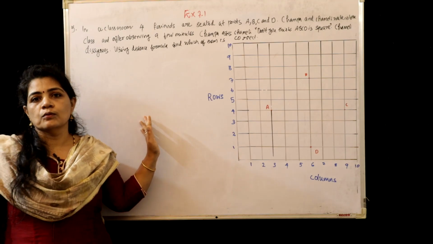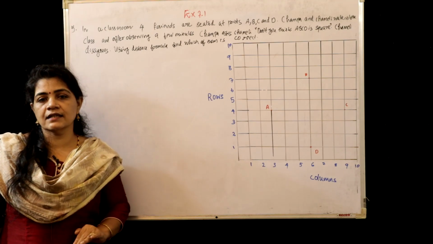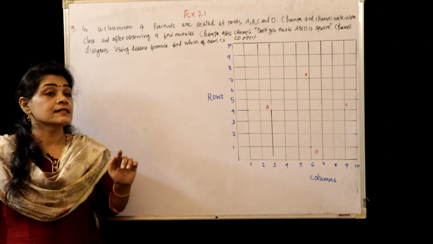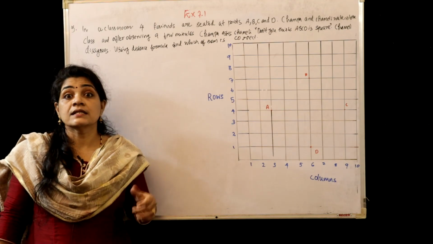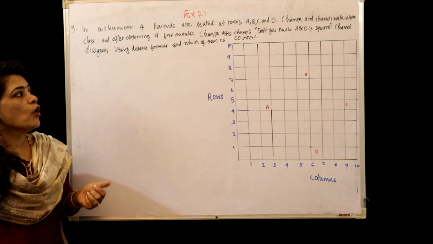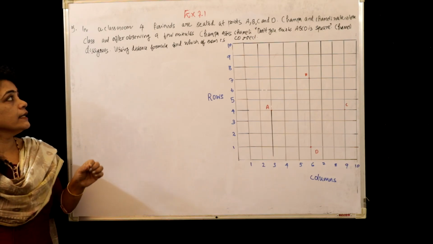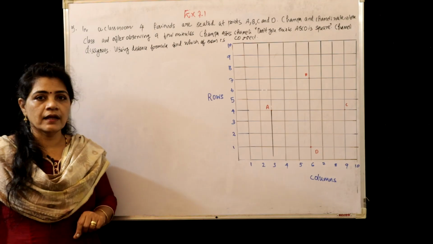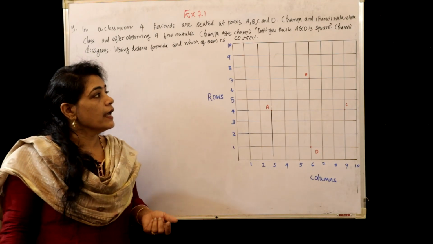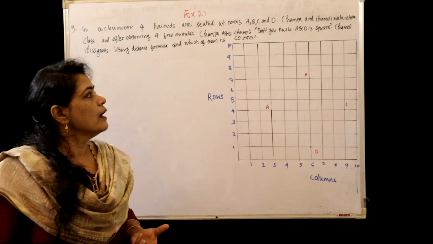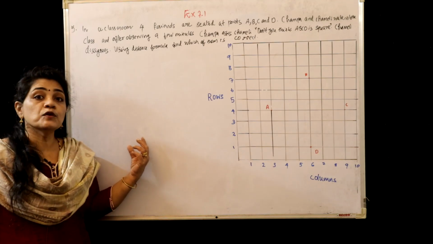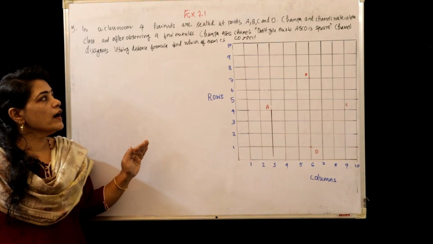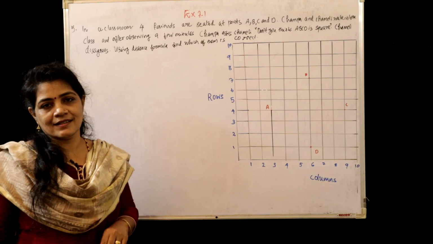In a classroom, 4 friends are seated at points A, B, C and D. Chamba and Chameli walk into the class and after observing for a few minutes, Chamba asked Chameli, "Don't you think ABCD is a square?" Chameli disagrees. Using the distance formula, find which of them is correct.